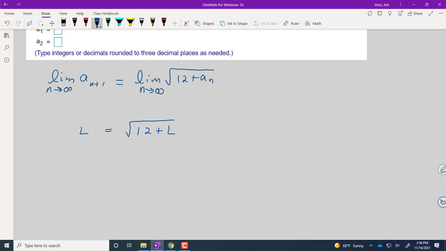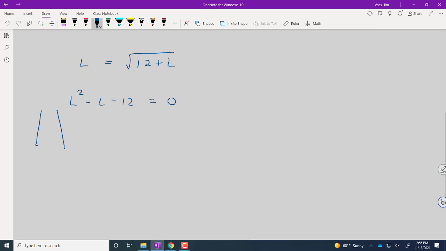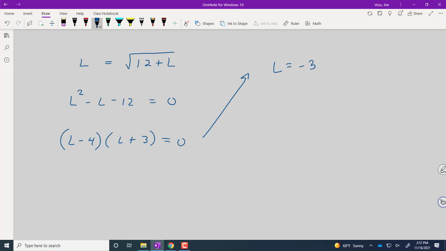So we get that. The limit operator can squeeze through continuous functions, so we can just push it inside the square root, and the limit of this a sub n is L. And then we square both sides and subtract the stuff on the right to the left. We factor. We have a couple of possibilities. So this says that L could be negative 3 or 4.